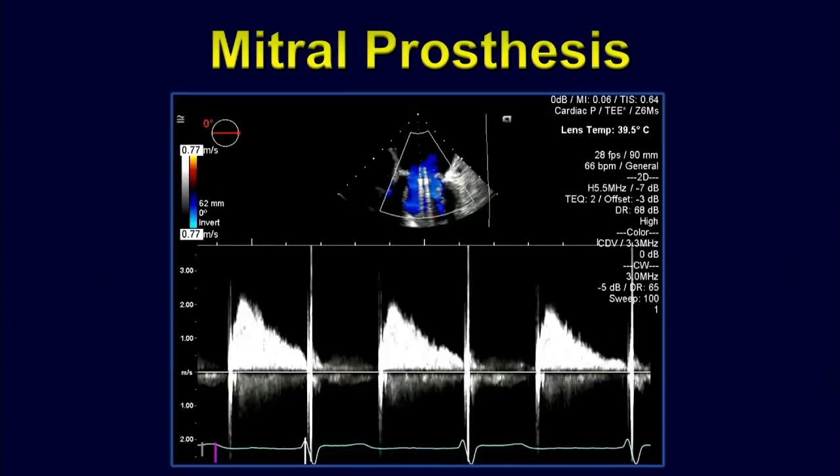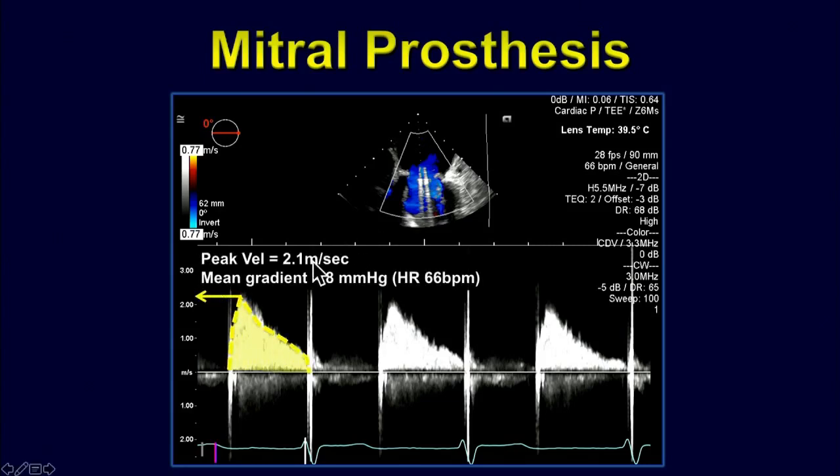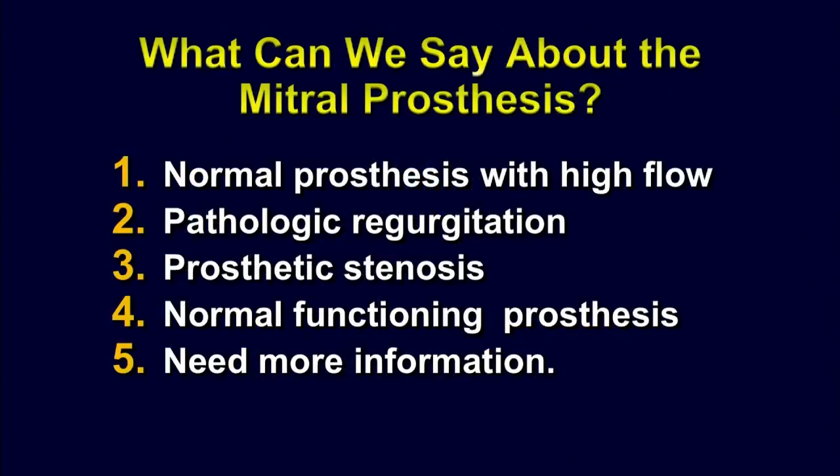We begin by looking at the spectral Doppler of the mitral inflow, the continuous wave Doppler. We get a peak velocity of 2.1 and a mean gradient of 8 at a heart rate of 66 beats per minute. So that velocity is higher than 1.9. The mean gradient is over 5. That's a clue that there's probably something wrong with this valve. We then look at the pressure half time. The pressure half time is short. The TVI ratio is 1.9. And so we go back and we can say, what can we say about this valve?